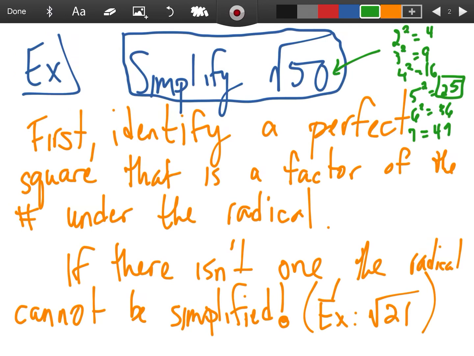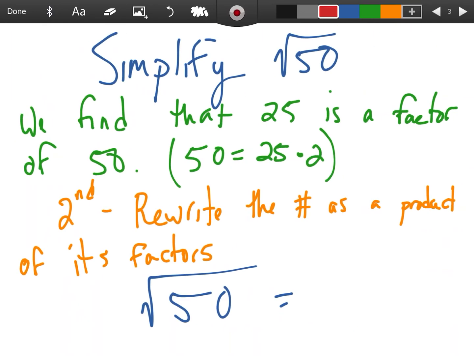All right, past that, I'm not really going to expect that you know your perfect squares too well, so don't worry too much. If there isn't a perfect square that is a factor of the number underneath the radical, then it can't be simplified any further. So for example, if we have the square root of 21 or radical 21, yeah, we might find some of the factors like 7 times 3, but because those are not perfect squares, because they're not any of these numbers along here, we can't simplify radical 21 any further. That's just going to be your answer.